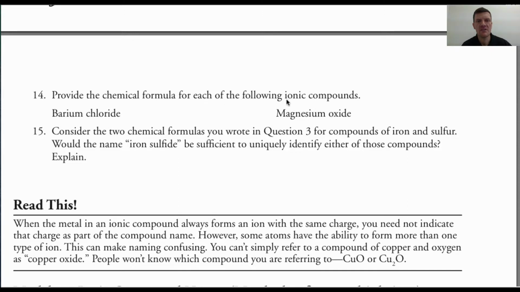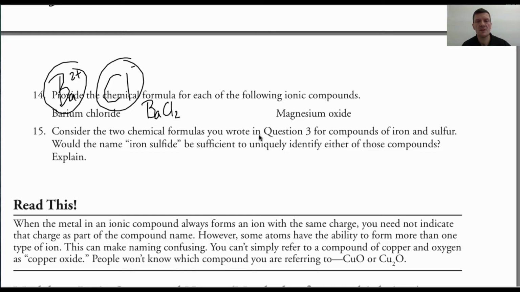Provide the chemical formula for each of the following ionic compounds. Okay, now we have the name and we need to write the formula. So barium is in group 2. I know it's always going to form a +2 ion. Chloride is in the halogens, and that's always going to form a -1. So I need 2 chloride ions for every 1 barium. BaCl2. Magnesium oxide. Magnesium is always a +2. It is in group 2. Oxygen, oxide ion, is always going to be a -2. I need 1 of each. So that's just going to be MgO.